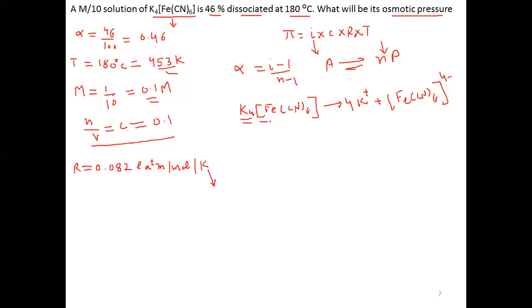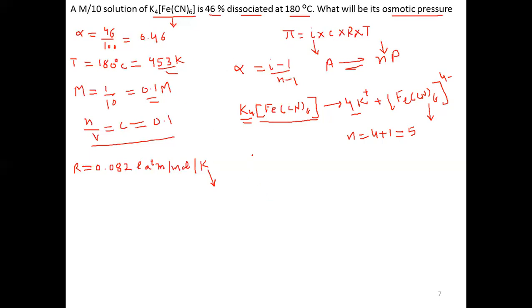The moiety which is present in square bracket is called a complex ion. It does not dissociate because it is stable. So how many ions has it given? 4 potassium ions and 1 complex ion. So total n is equal to 4 plus 1 is equal to 5. So we know n, we know alpha, we can calculate iota.